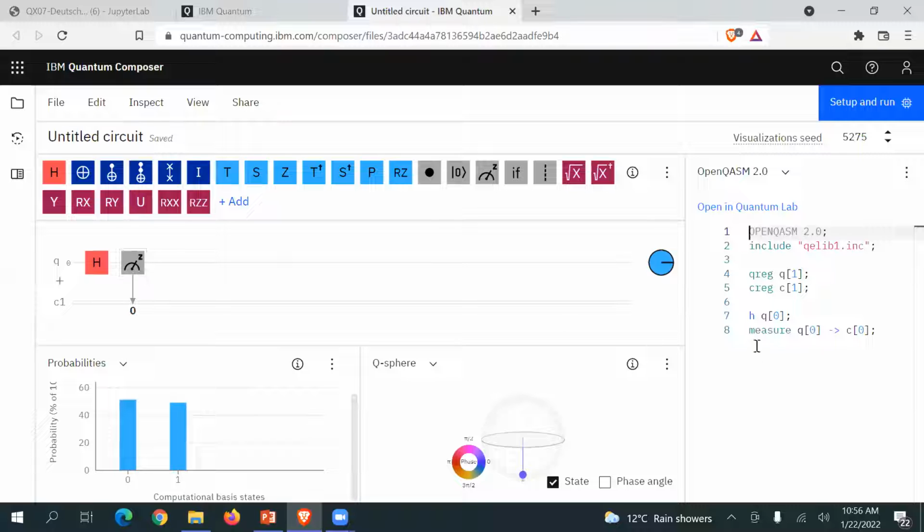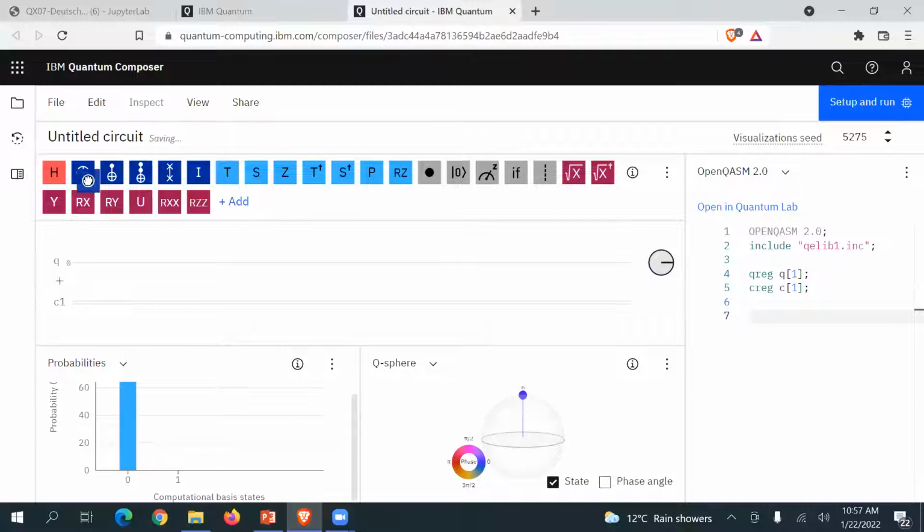Now coming to another gate, which is the NOT gate. Let's say we remove this and add the NOT gate. If you apply a NOT gate to this qubit, the state reverses to the other state, which is 1. Sorry, I put a Hadamard gate only. It should not... wait, this is a NOT gate, right?